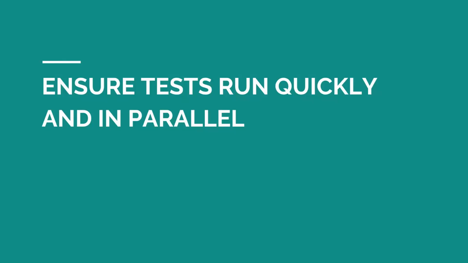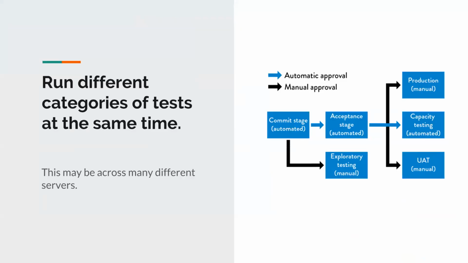All right. It's also really important that we ensure that our tests run quickly and in parallel. And we need to run different categories of tests at the same time. That's what parallel means. Often these tests are going to be running at the same time across many different servers. And we need to make sure that everybody is always using the same build that has passed all the automated tests. And this testing should happen as early in the process as possible. It's very important that we automate as much as we can so that we have fewer manual approvals needed.